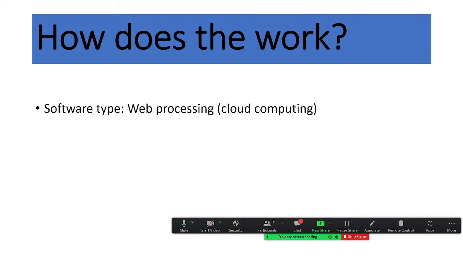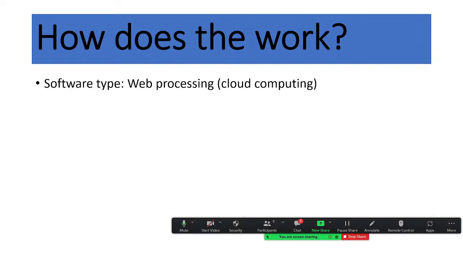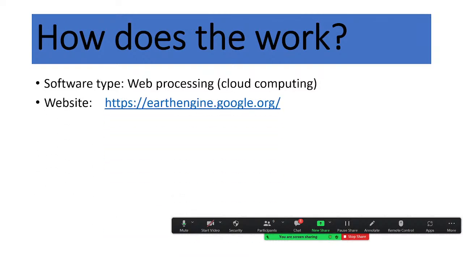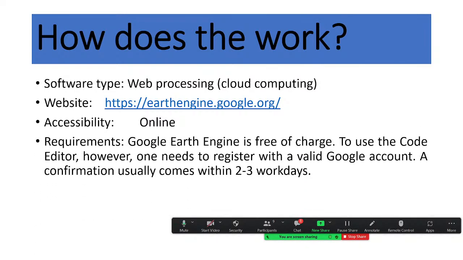The software type is web processing or cloud computing. You don't need to download any software. The main website is earthengine.google.org, and the accessibility is online. As for requirements, you use the code editor. When you want to use the Google Earth Engine code editor, you need to register with a valid Google account.